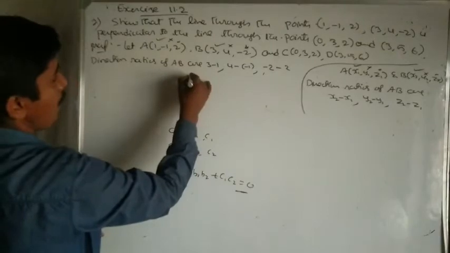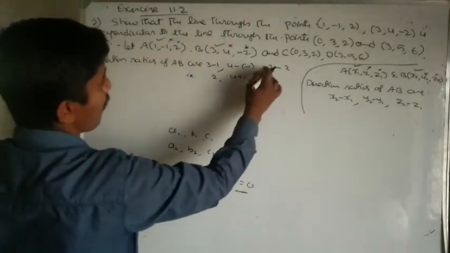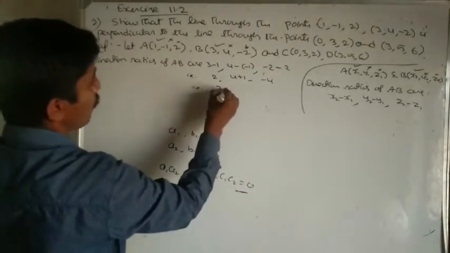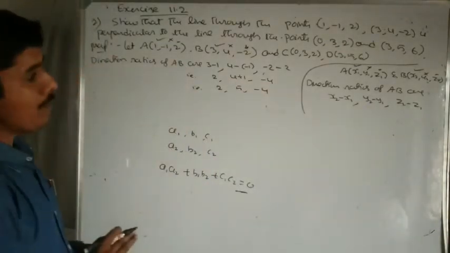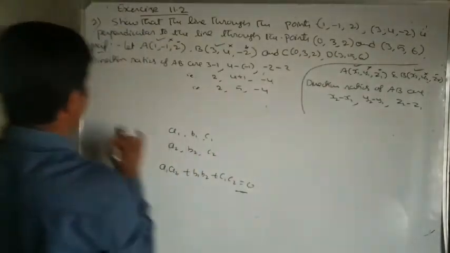That is 3 minus 1, 2; 4 minus (minus 1) plus 1, 5; minus 2 minus 2, minus 4. So 2, 5, -4 are the direction ratios of AB. Now similarly for direction ratios of CD, the third and fourth points.